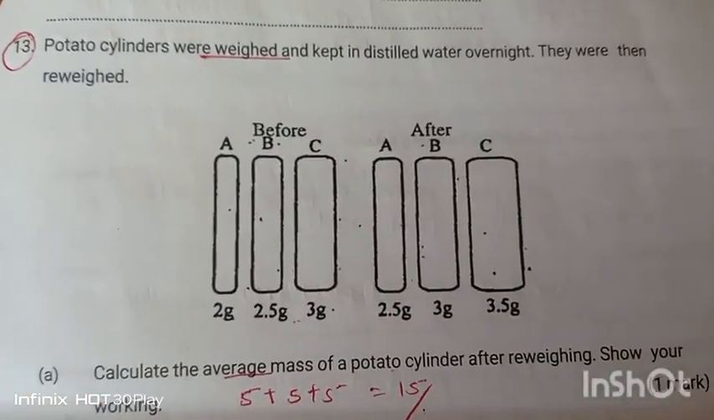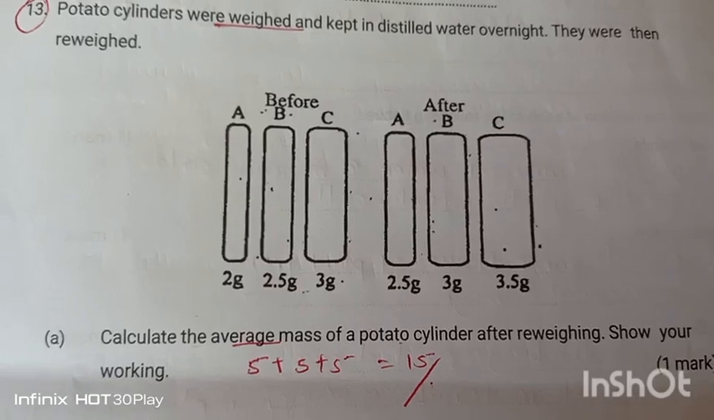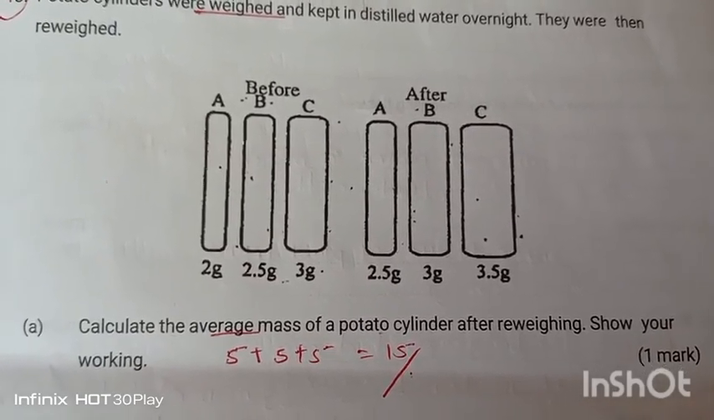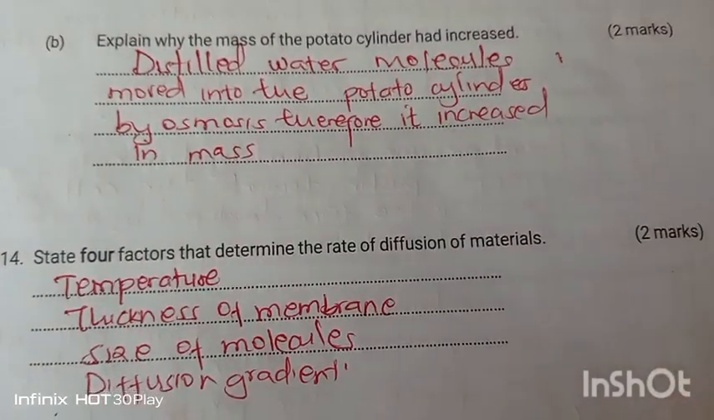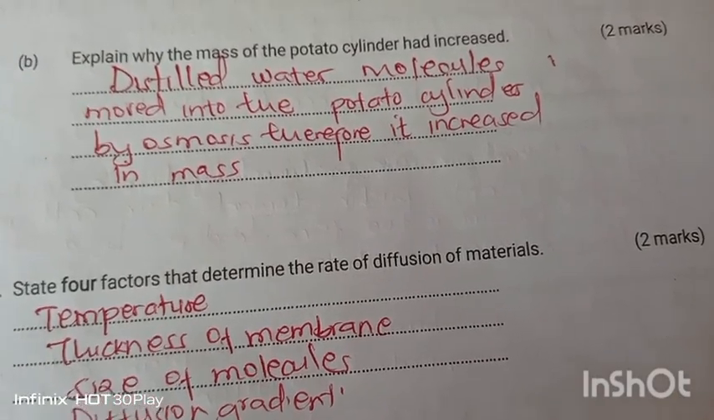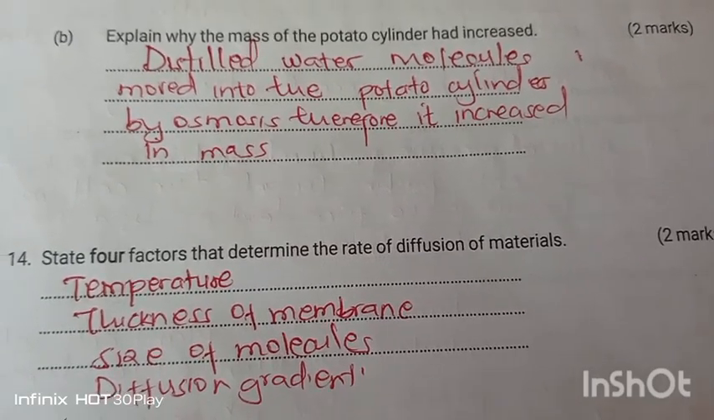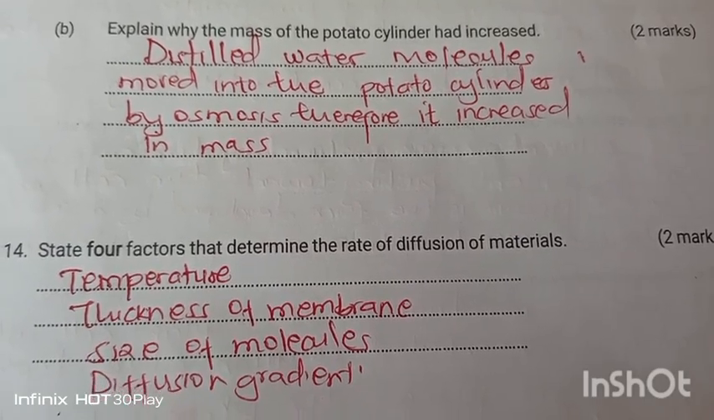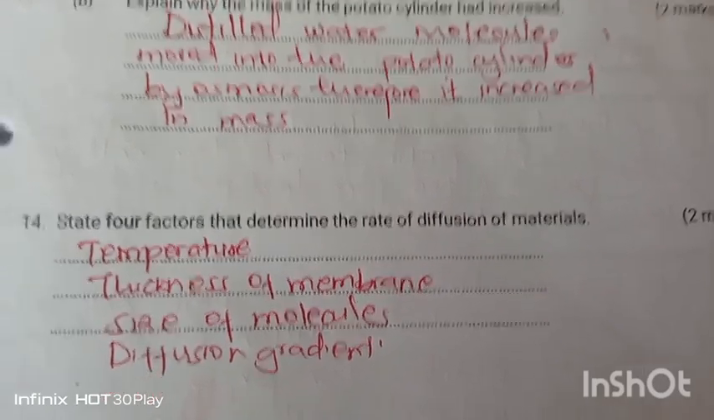Potato cylinders were weighed and kept in distilled water overnight. They were then reweighed. So this is before and then after. Before you have A, B, and C, and then after. You are asked to explain why the mass of the potato cylinder had increased. Of course, when you place those potato cylinders in distilled water, water will get into the potato cylinder by osmosis, therefore making them big or increase in size.